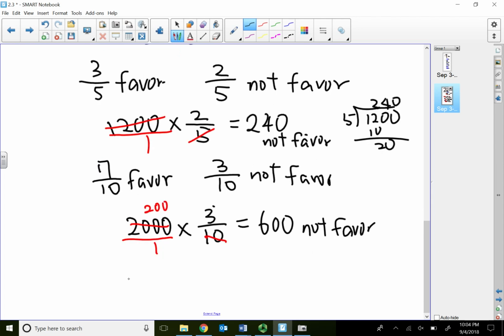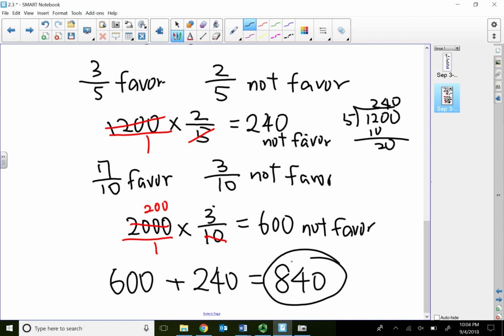So how many students total are not in favor? That will be the 600 who are not sophomores plus the 240 sophomores who do not favor. So my answer is 840 students do not favor forming a crew team.